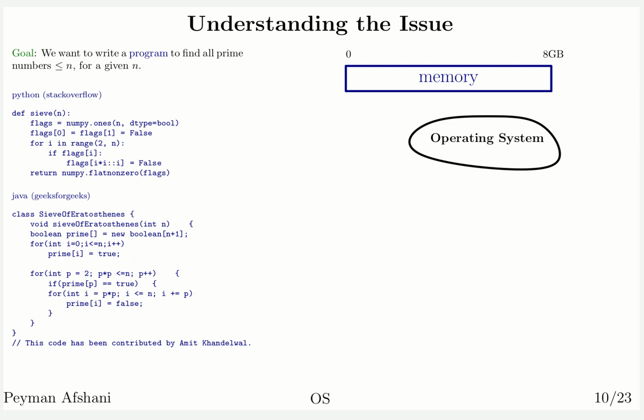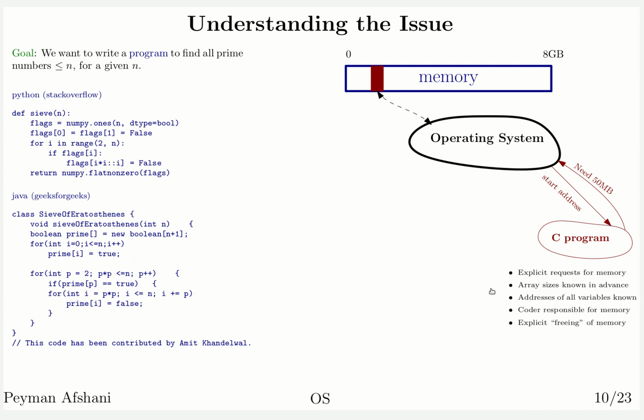Whenever a program wants memory, it will need to ask the operating system. So for example, your C program explicitly asks for memory from the operating system, says I need 50 megabytes of memory. The operating system checks whether there is enough memory. In this case, there is, marks this piece of memory as belonging to the C program, and it returns a start address. And now the C program can use it, and the characteristics of a C program are the following: we need explicit requests for memory, we need to know the memory sizes or array size in advance, all the addresses are known, and the coder is responsible for freeing, allocating memory, as well as using it properly and not going out of index, all that stuff.